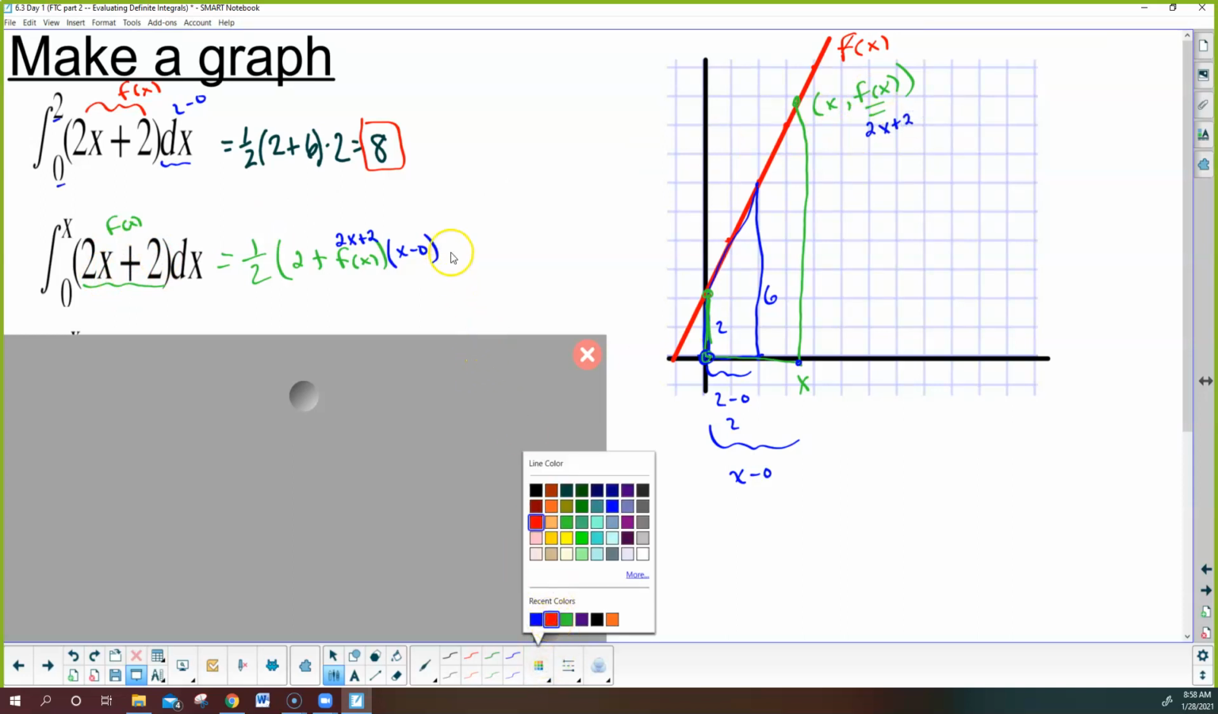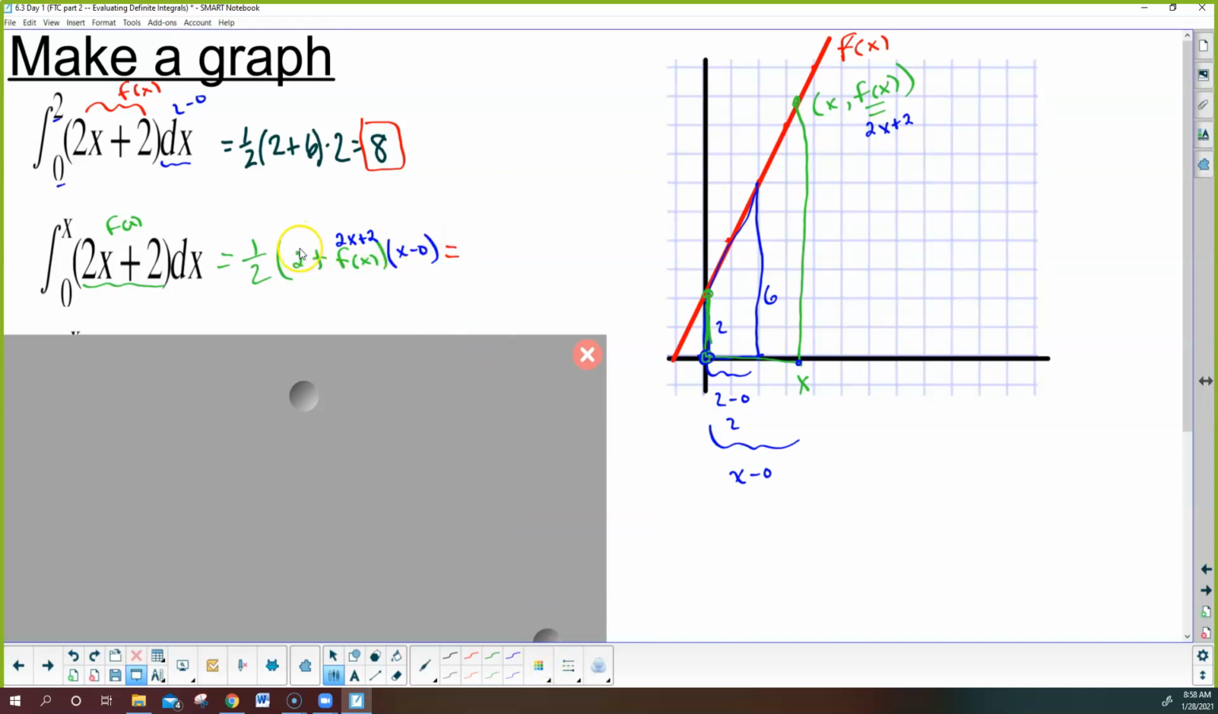Now, we can algebraically clean this up, right? I don't care how you do it, if you want to add the like terms first, or if you want to just multiply by 1/2 to all of these pieces. So if I do that, I get 1, I get 1x, and I get 1. So if I add those together, that's 2 plus 1x. And then, don't forget about this x minus 0, or I have an extra x out here. So if I distribute the x, I get 2x plus x squared, or I could rewrite that as x squared plus 2x.